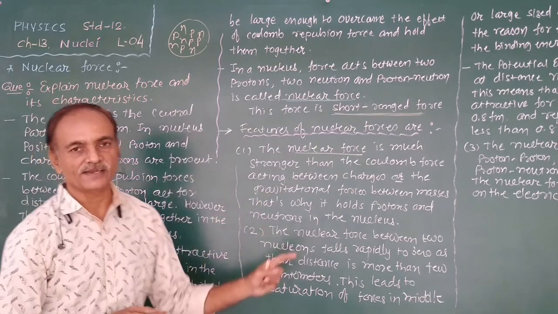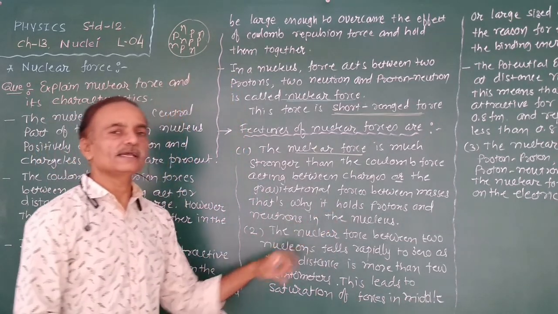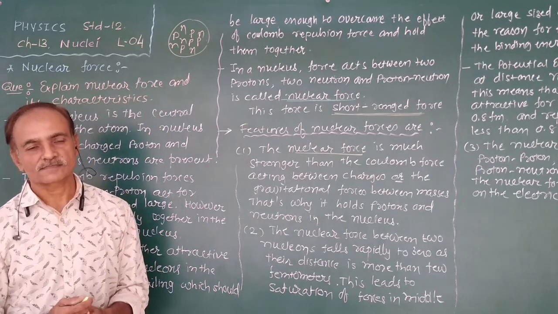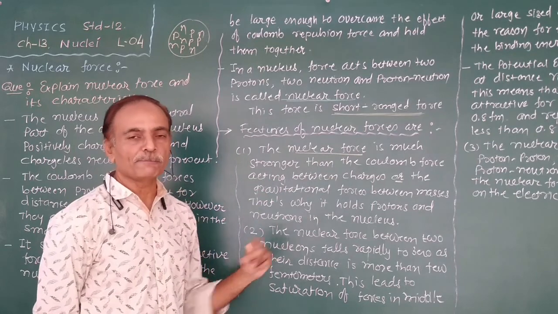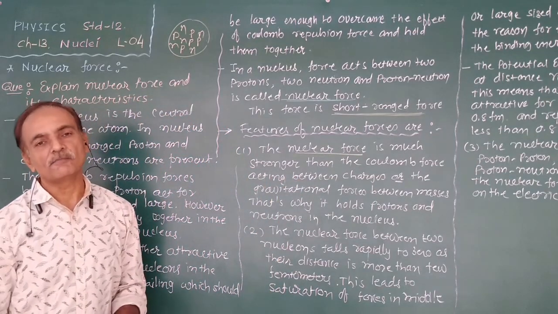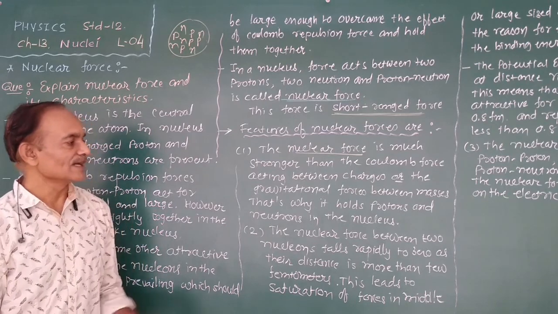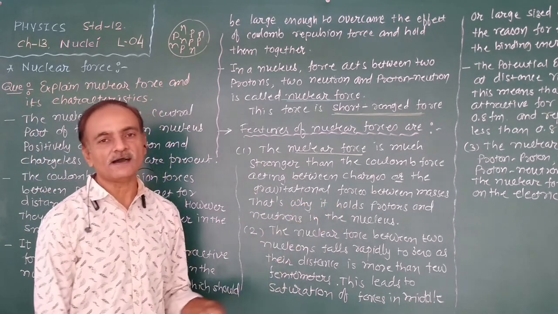So that is the reason why the proton and neutron are held inside the nucleus, because the nuclear force is much stronger than the Coulomb force and also the gravitational force between the masses. As a result, the protons and neutrons are held inside the nucleus.